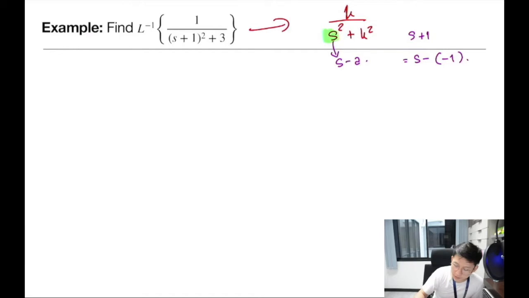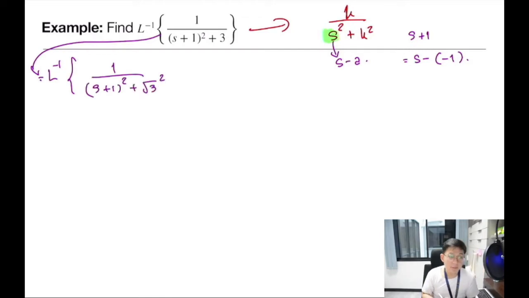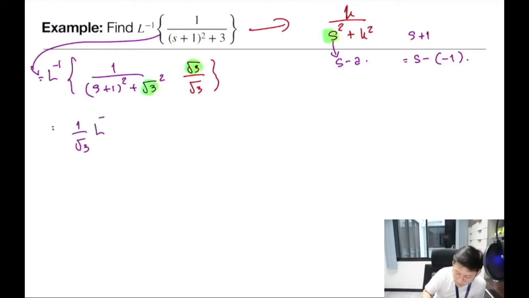So firstly, we need to change these to 1 over (s plus 1) squared plus square root 3 squared, right? I want k squared, so I change 3 to square root 3 squared, and then I multiply up and down by square root 3, so that I can get k over s squared plus k squared. Okay, and after that I pull 1 over square root 3 out, so I get L inverse of square root 3 divided by (s plus 1) squared plus square root 3 squared.